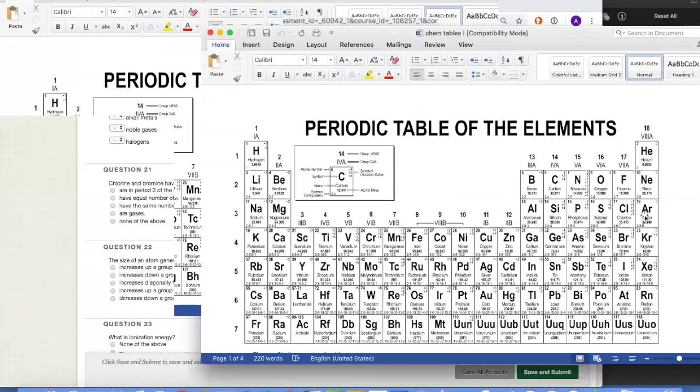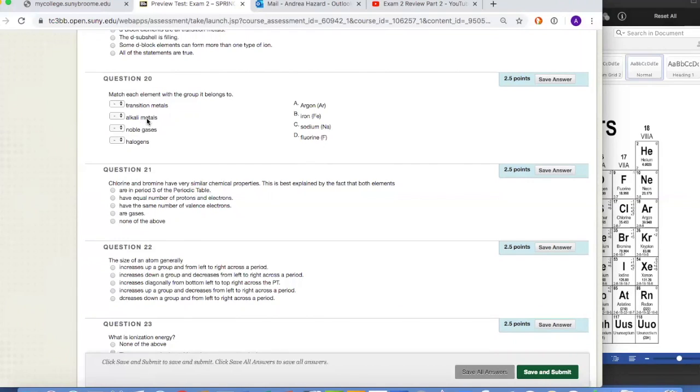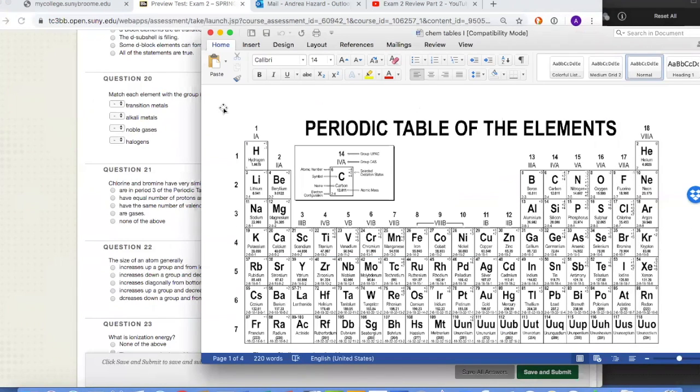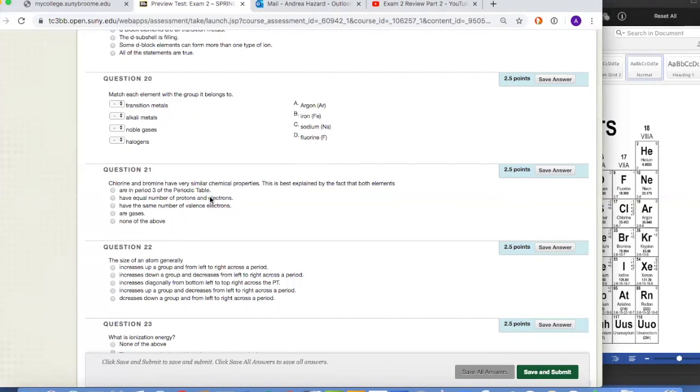Now sodium, if we look at sodium, it's in group 1, and that's the alkali metals. And then fluorine is in group 7, and that's the halogens.